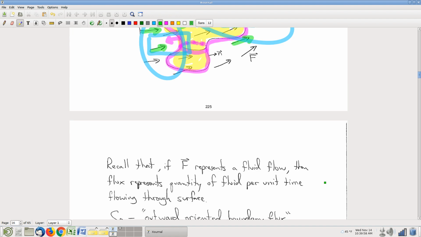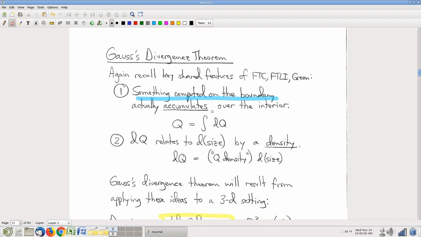Okay, so back to our little program here. We have something that's computed over the boundary, and yes, it does accumulate over the interior, and this is a weird thing to get accustomed to, right? The idea that if you're looking at the flux through the boundary, it's very visibly measured on the boundary. If you want to know fluid leaving a surface, you notice that at the boundary where it is in the process of leaving the surface.